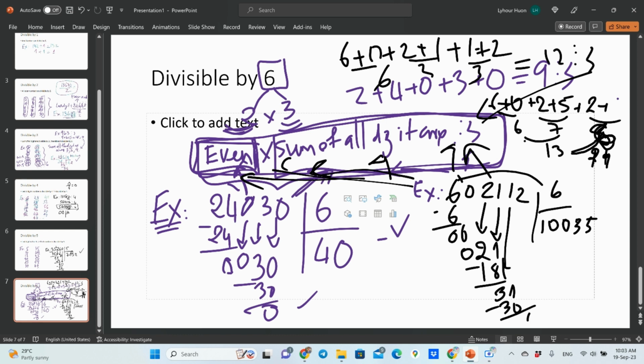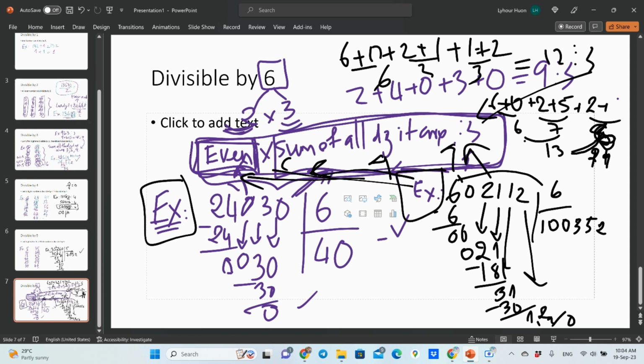So we have 1 here, drop the 2. How many times does 6 go into 12? 2 times. That is correct. 2 times 6 is 12. So that is terminated. 12 minus 12 is 0. So that is divisible by 6. Yay! Now we have two examples that are divisible by 6.